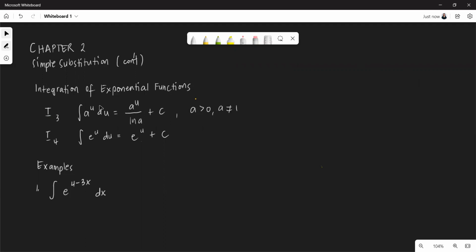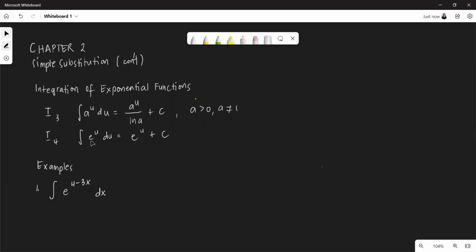If we have a raised to the power of u as our integrand, where u here is a variable, and a is a constant that should be greater than 0 and should not be equal to 1, then the integral of a raised to the power of u du is a to the power of u over ln of a. Then don't forget the constant of integration, plus c.